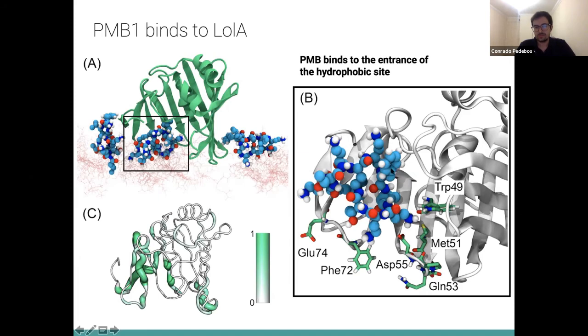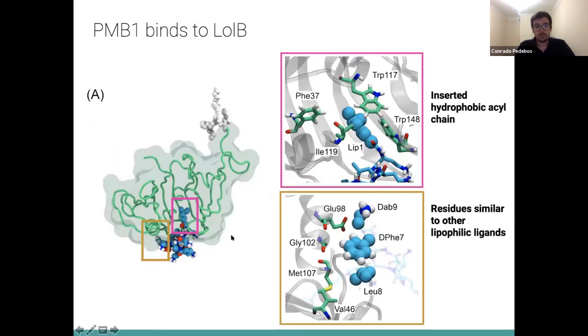We saw the hydrophobic parts of PMB1 interacting with the inside of the hydrophobic site, while the positive charges were interacting with the negative charges at the entrance of the hydrophobic site of LolA. We also saw PMB1 binding to LolB. In this case, it was even more canonical, and you can make an analogy with other lipophilic ligands.